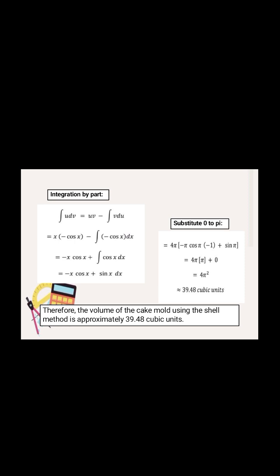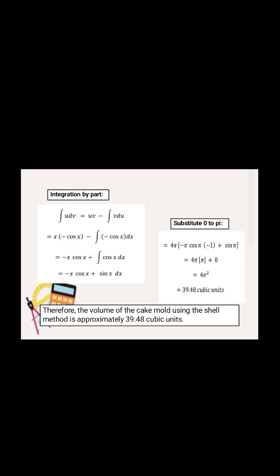So we can put it all together. We got V equals 4 pi times the quantity of pi plus 0, minus the quantity of 0 plus 0, which is equal to 4 pi times pi, which is 4 pi squared. So the final answer is V equals 4 pi squared, approximately 39.48 cubic units.